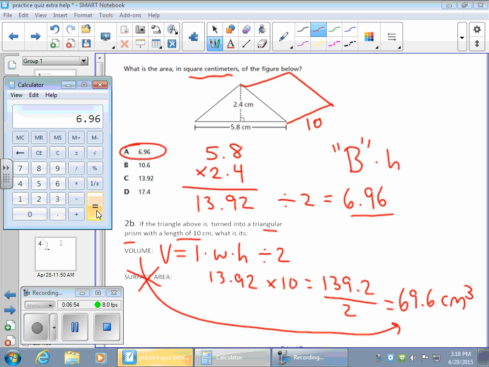Surface area can't be done. We don't know how long this side is and this side is. So we don't know how big those rectangles are. You can't do surface area on this one, which is why I told everybody to cross it out. All right.